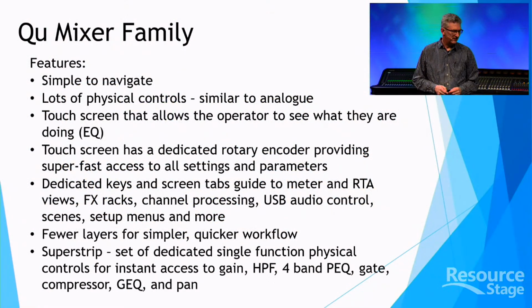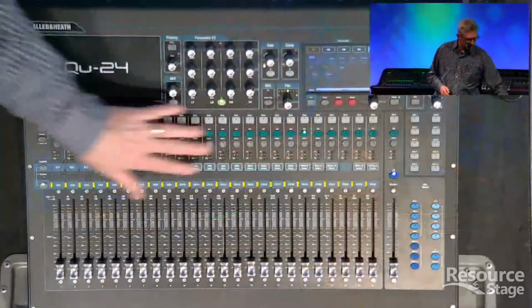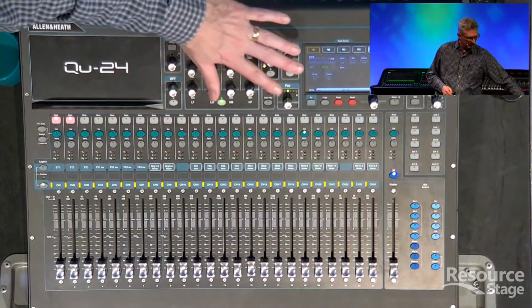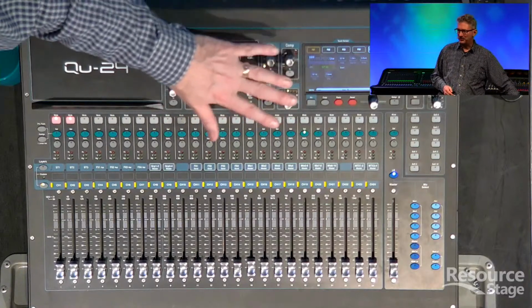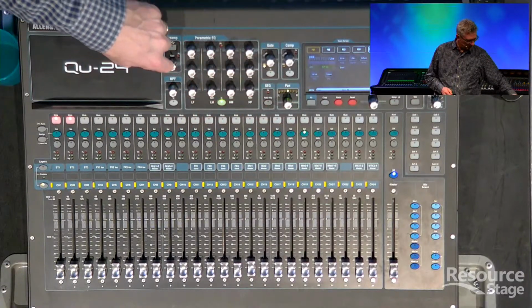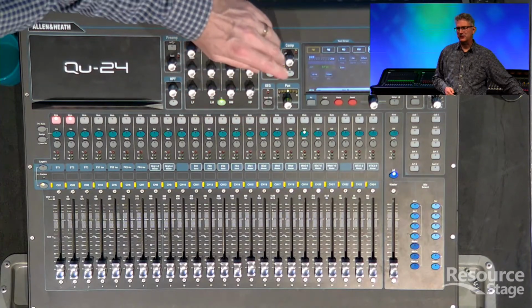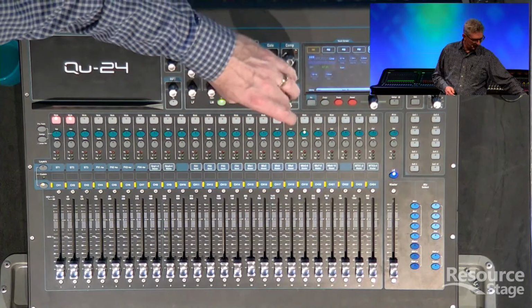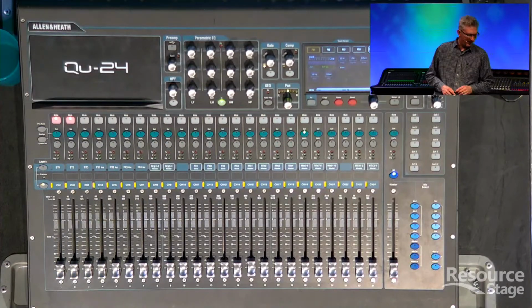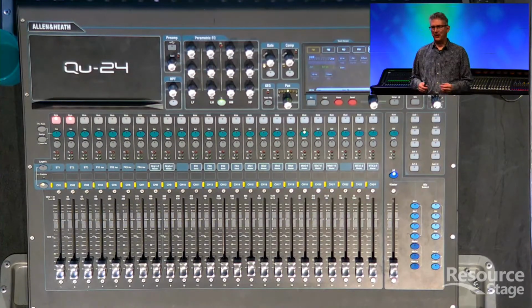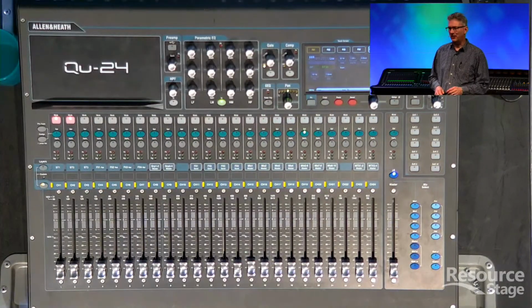And the super strip is what Allen and Heath calls it. It's basically all of the parameters for each individual strip here are found up here on these knobs. The gain control, there's a high pass filter, all of the tone controls, a compressor, a gate, and the pan knob. And so you've got all the access for that right there.